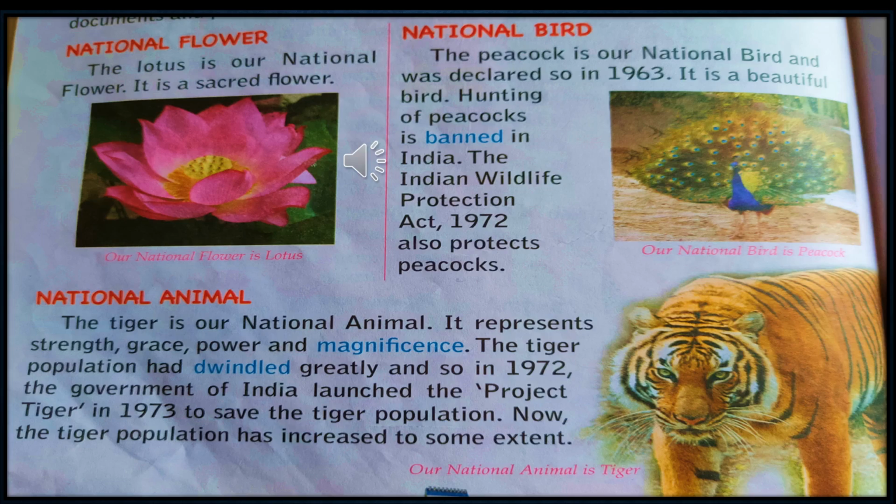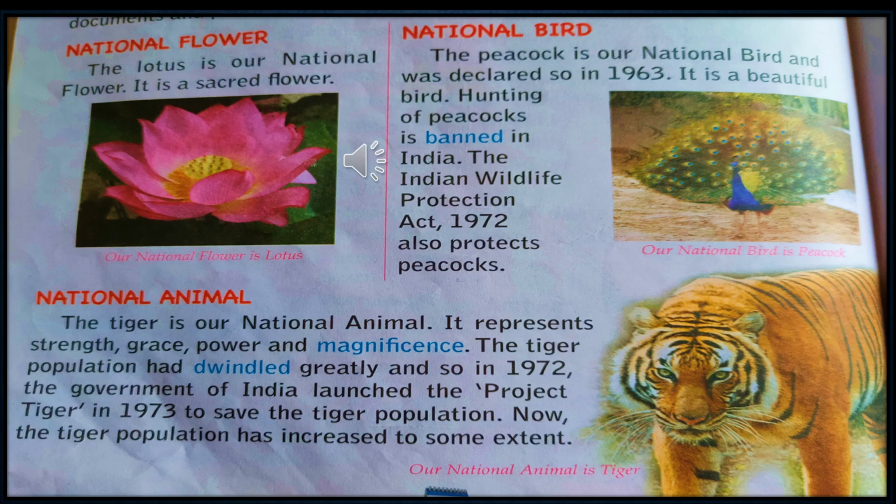Now the tiger population has increased to some extent because the government has become quite careful, as poachers were killing tigers for skin. Now they are very few in number, and to save them the government has passed a rule in which killing a tiger is a punishable offense. The person will be put in jail if anyone kills a tiger, because the tiger is not only a national animal, it also keeps the balance of the ecosystem.